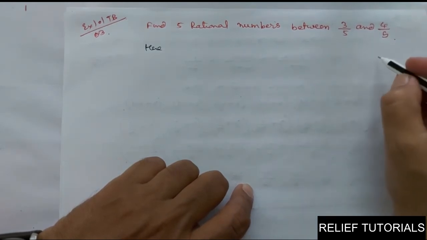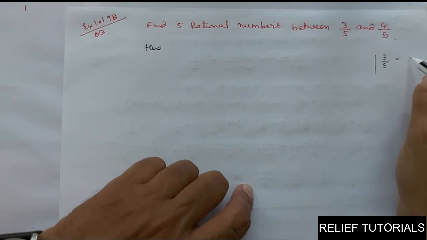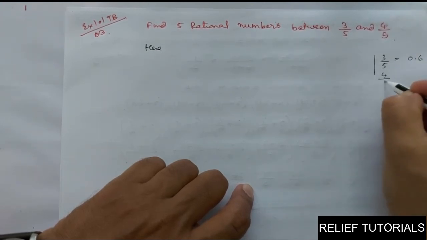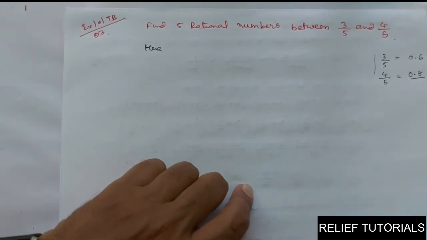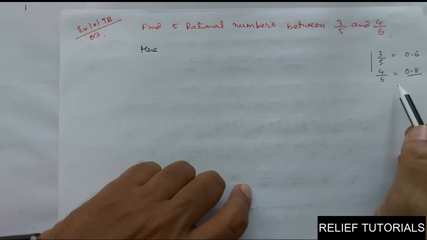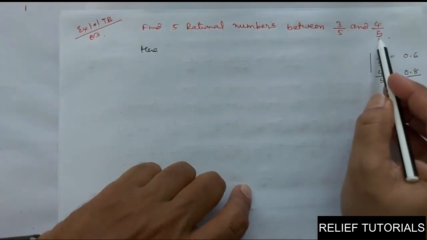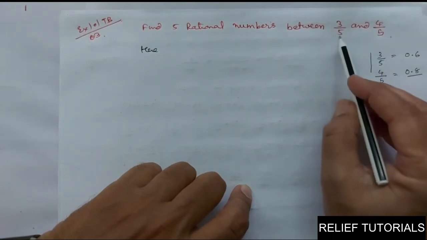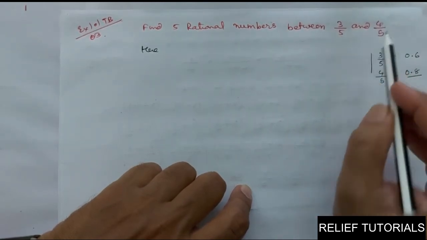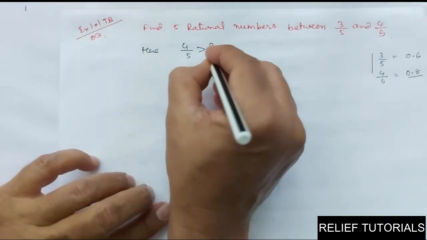If you want to convert 3 by 5 and 4 by 5 into decimals, you divide 3 by 5, which is 6 by 10, 0.6. And if you divide 4 by 5, that will be 0.8. So which number is bigger? 4 by 5. But there is no need to do so. This has to be done when denominators are different. Here the denominators are the same, 5, 5. So naturally if the numerator is smaller, the number is smaller; if the numerator is bigger, the number is bigger. So we can say 4 by 5 is greater than 3 by 5.